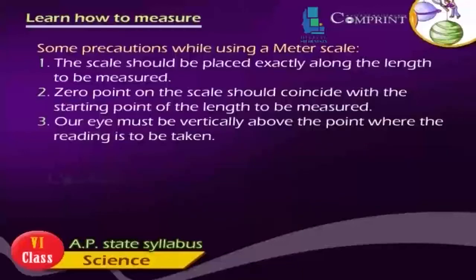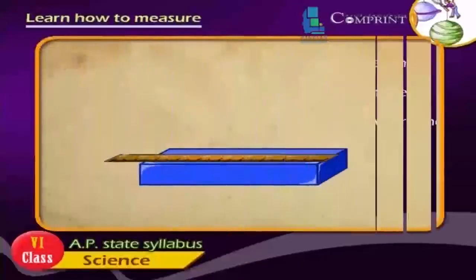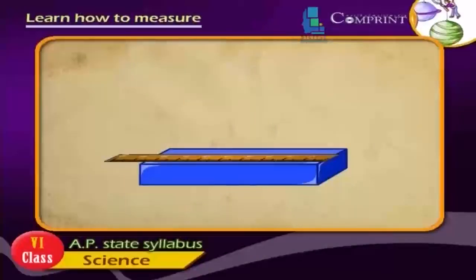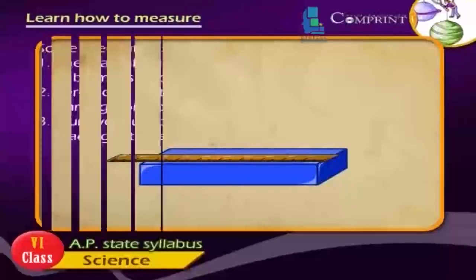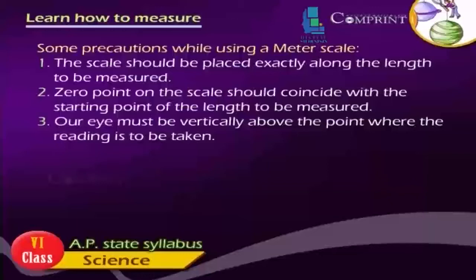Some precautions while using a meter scale. The scale should be placed exactly along the length to be measured. The 0 point on the scale should coincide with the starting point of the length to be measured. Our eye must be vertically above the point where the reading is to be taken.